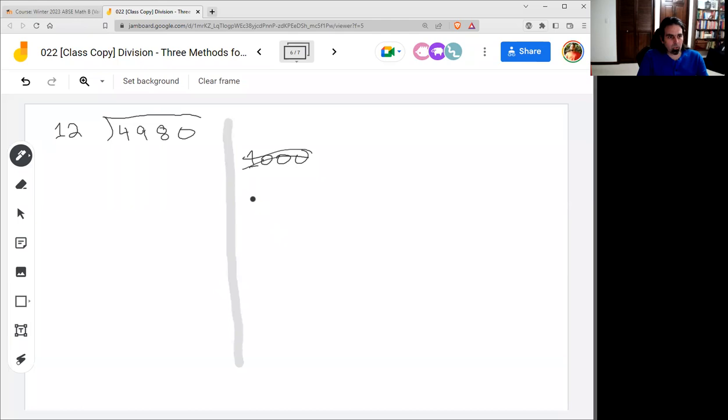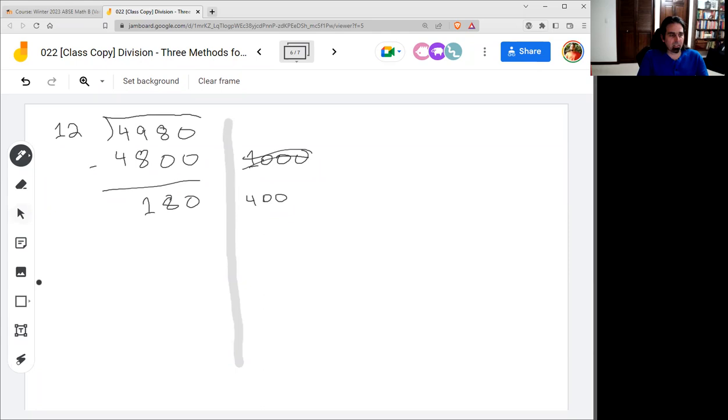Now we'll go down to 100. How many hundreds can I fit over here? Four, okay, so let's do 400. 400 times 12 would be 48 with two zeros. Everyone okay with that? 4 times 12 is 48, and there's two zeros hanging out. So subtract, and we get 180. Can I take away 12s anymore? No. So we're done with the hundreds.